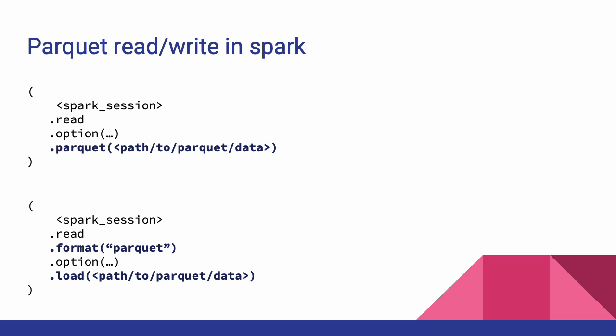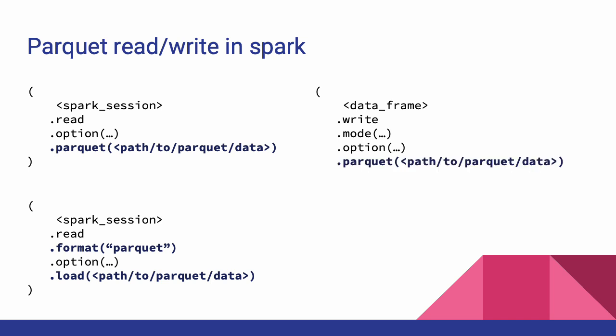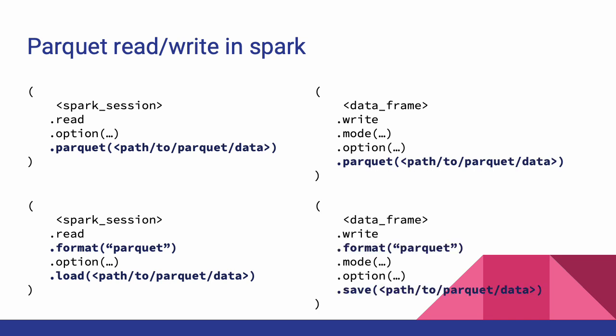If you want to write Parquet files in Spark, all you have to do is get the data frame writer by calling write on the data frame. You can also choose what kind of mode you want, whether you want to append or overwrite, specify data frame writer options specific to the file format, call the parquet method and save the data to a certain location. The other technique is where you provide format, pass parquet as the format, and call the save method on the data frame writer to save it in the Parquet file format.